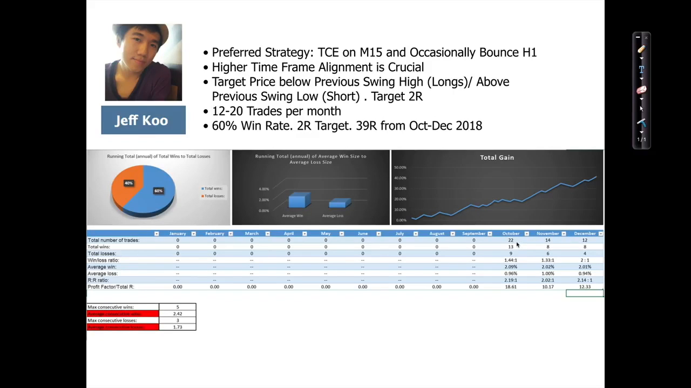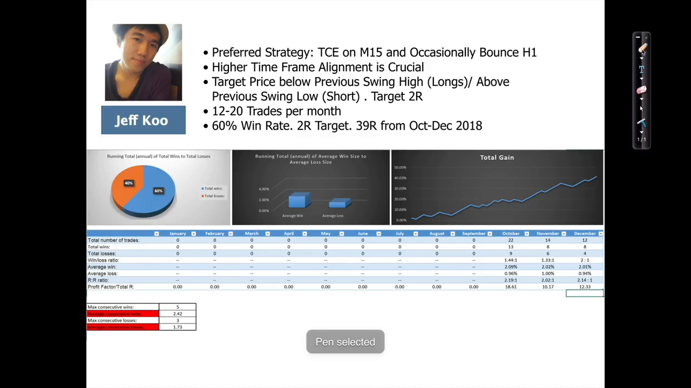In October, he had 13 wins and 9 losses. November, he had 8 wins and 6 losses. December, 8 wins and 4 losses. All right. Now, everyone has their own unique styles of trading.